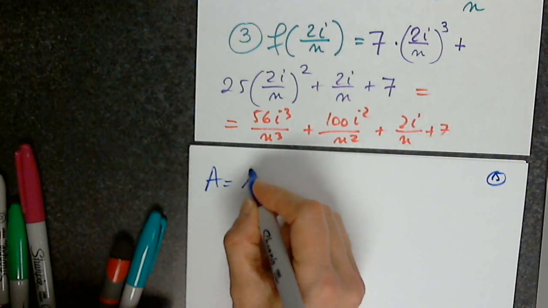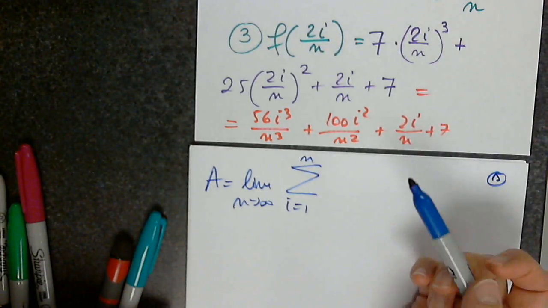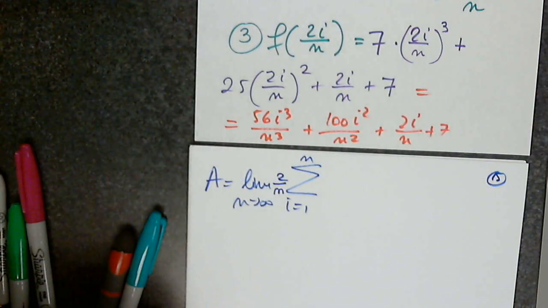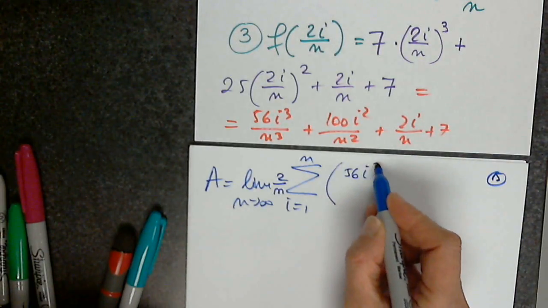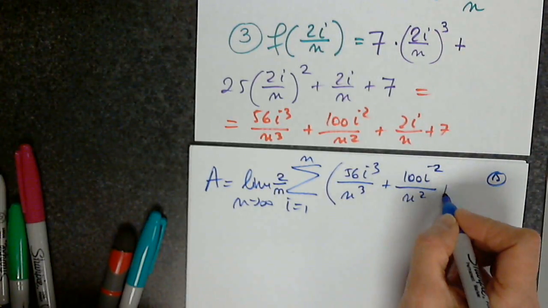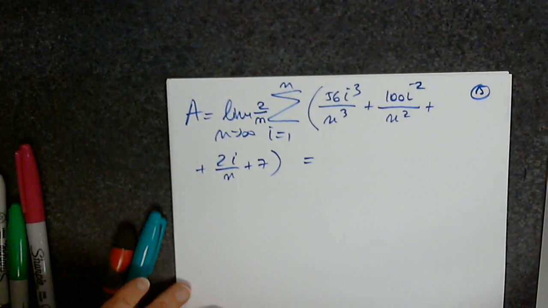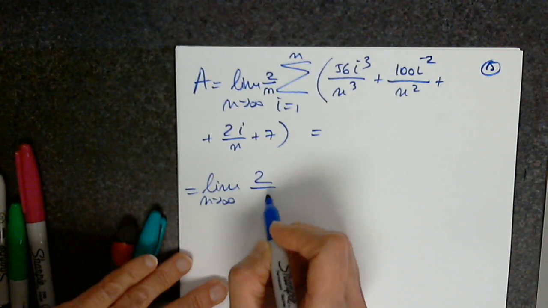Okay. So the area then is the limit as n approaches infinity of the sum from i equals 1 through n. Delta x is 2 over n, so it does not have i in it. I'm going to put it in front. So now f of x_i star is 56i cubed over n cubed plus 100i squared over n squared plus 2i over n plus 7, with the limit as n approaches infinity of 2 over n in front.